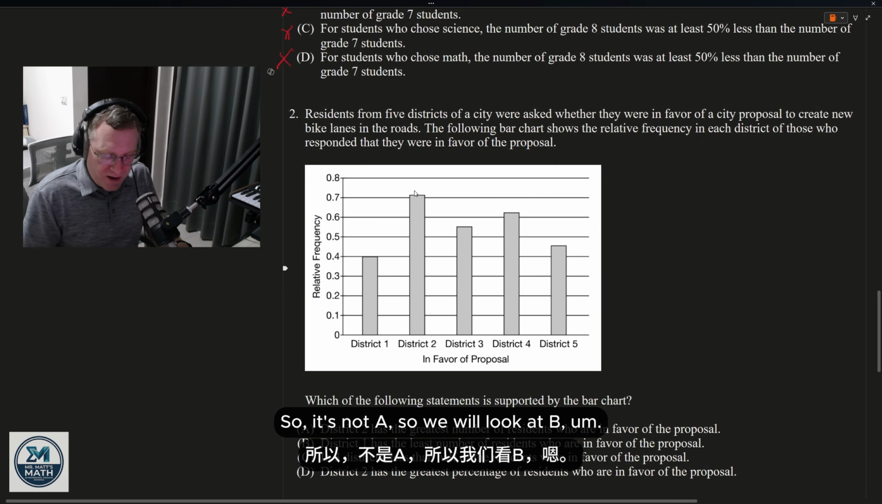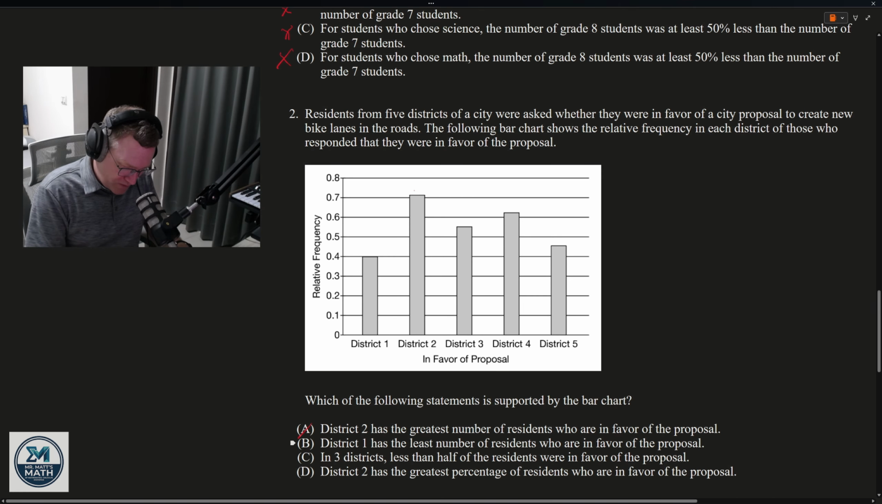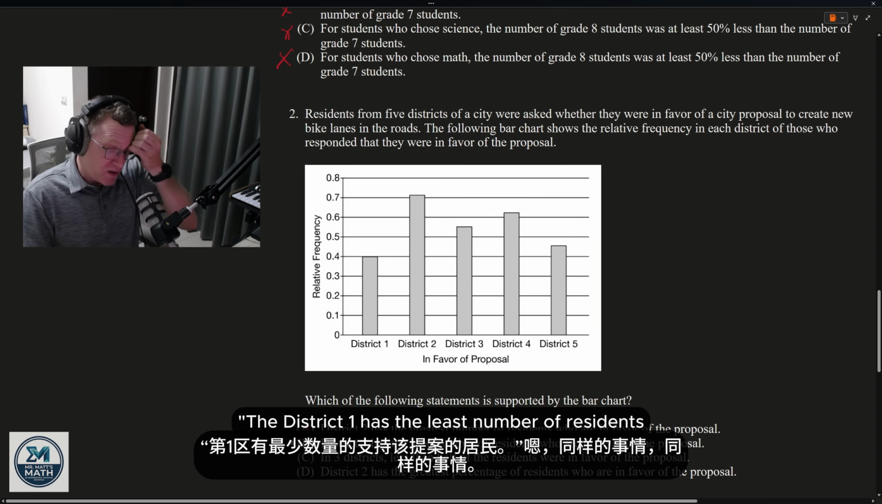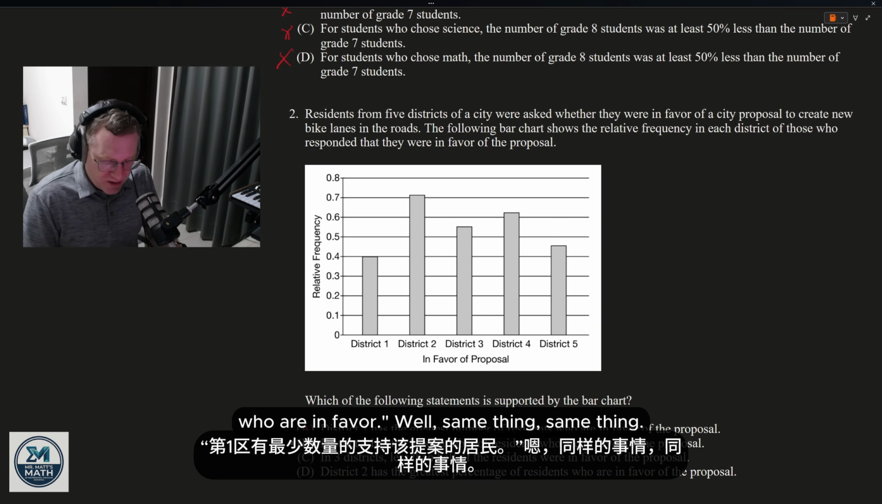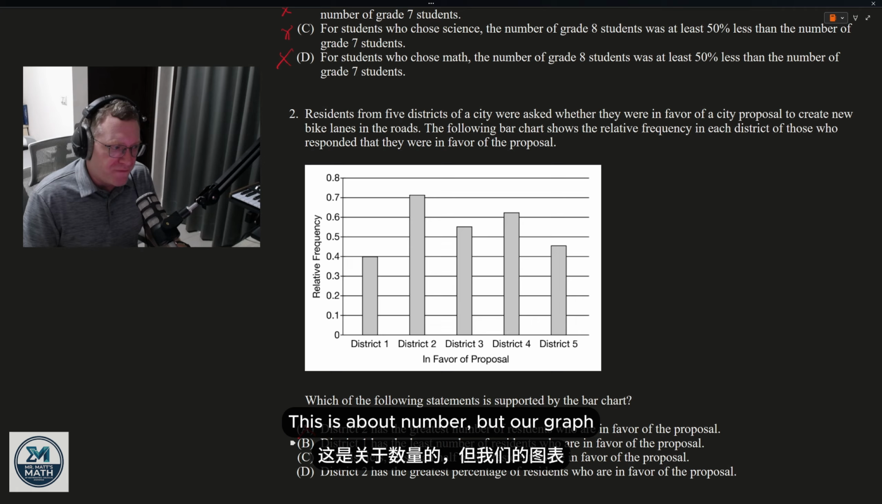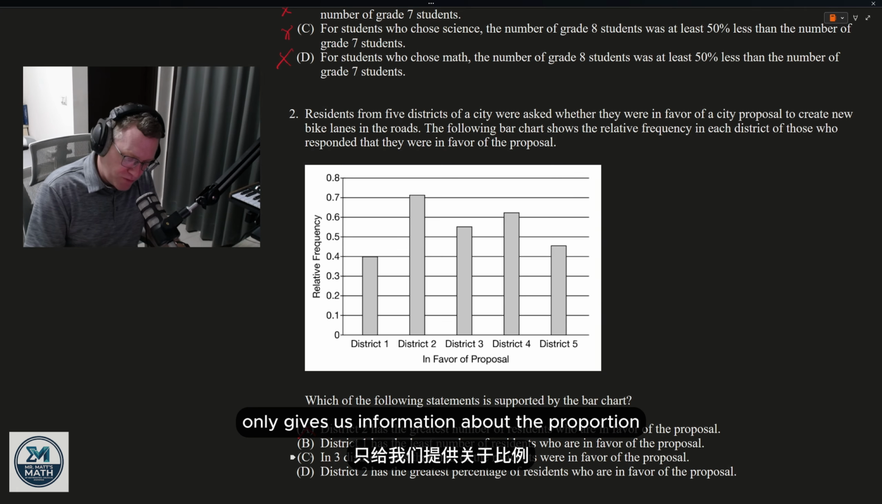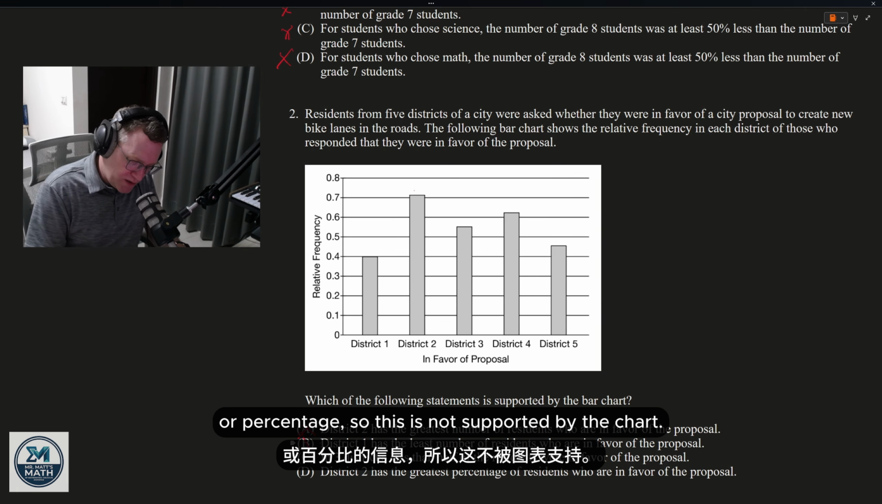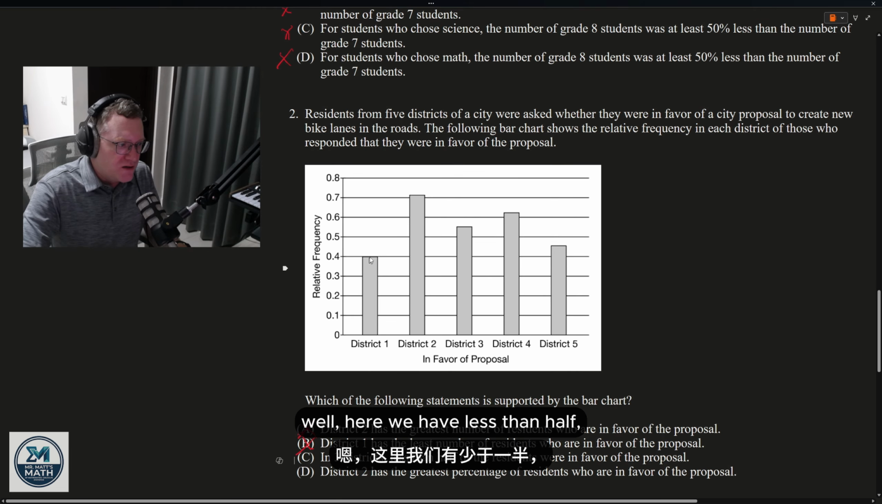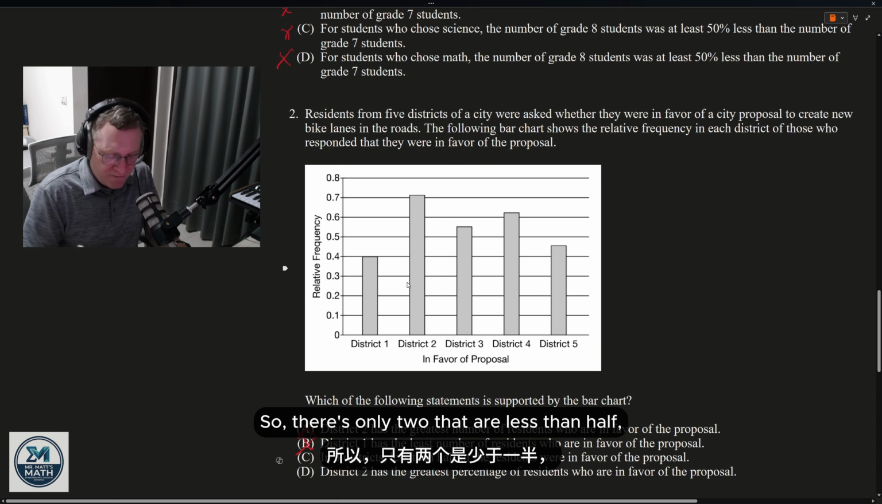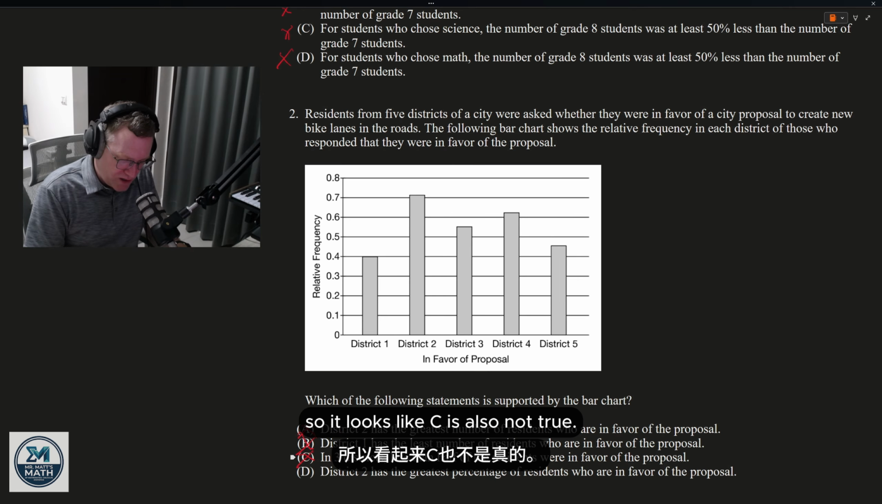So we will look at B. B says that District 1 has the least number of residents who are in favor. Well, same thing. This is about number, but our graph only gives us information about the proportion or percentage. So this is not supported by the chart. In 3 of the districts, less than half. Well, here we have less than half. Here we have less than half, but these ones are more than half. So there's only 2 that are less than half. So it looks like C is also not true.